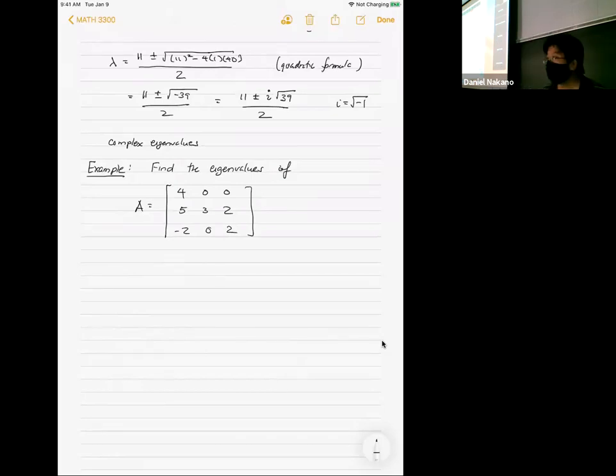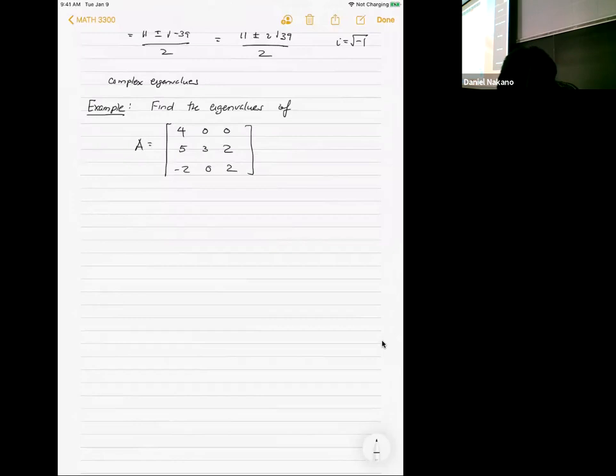So, all right, we have this matrix, and basically we just do the same thing, except it's a 3 by 3 matrix instead of a 2 by 2 matrix. So what's the degree of the characteristic polynomial going to be? 3. Okay, so let's make sure it's 3. Okay, so if I take p_A of x, or p_A of lambda, what do I do? I subtract off lambda from the diagonal and put the rest of the entries in. So I get 4 minus lambda, 0, 0, 5, 3 minus lambda, 2, minus 2, 0, 2 minus lambda.